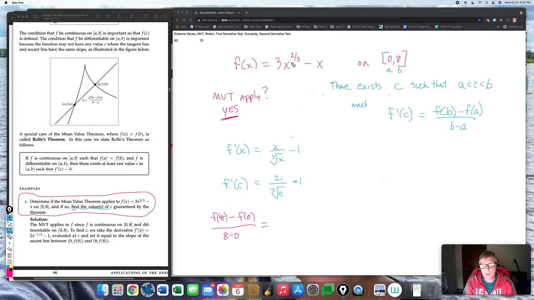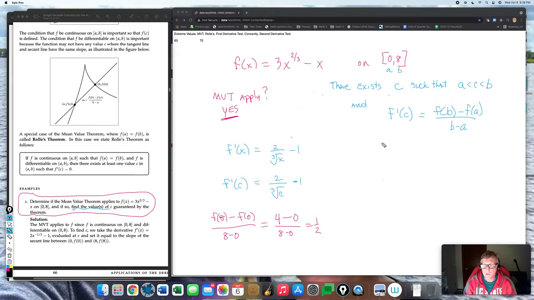So f of 8, let's see, the cube root of 8 is 2, 2 squared is 4, 4 times 3 is 12, 12 minus 8 is 4. I think I did that right. If I put 0 into my function, I get 0. Okay, so it turns out that this is 1/2. So the slope of the secant line for this crazy function, whatever it looks like, is 1/2.